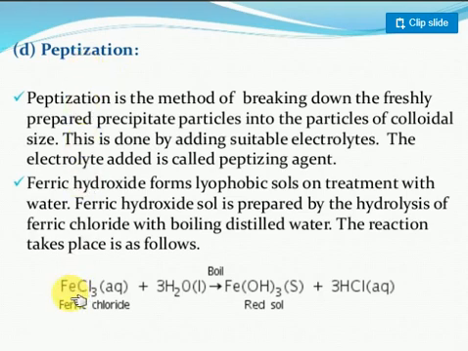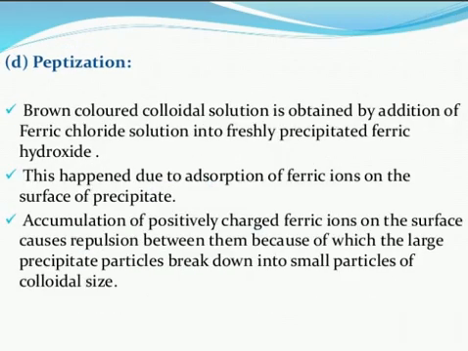If you want a clear idea, just look here. In this laboratory example, this is ferric chloride. When we form ferric hydroxide, it is a brown-colored precipitate. This brown precipitate is stabilized by adding the electrolyte. The brown colloidal solution is obtained by adding ferric chloride, that is, ferric ions.